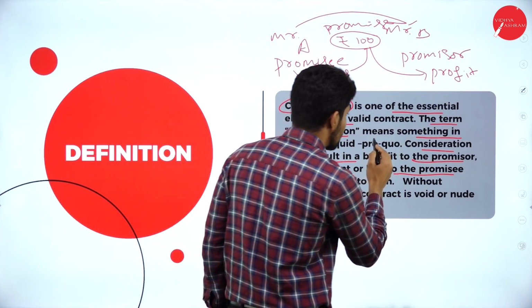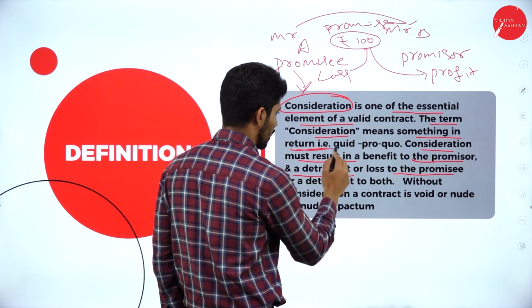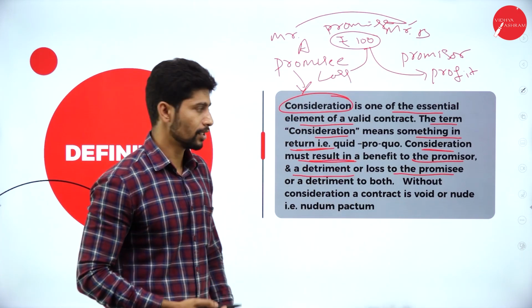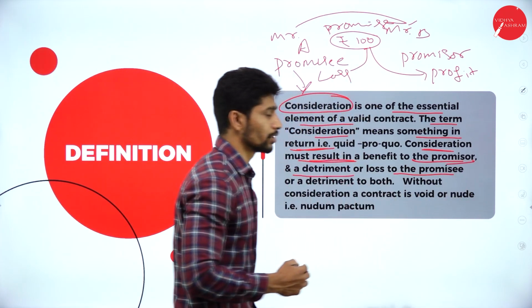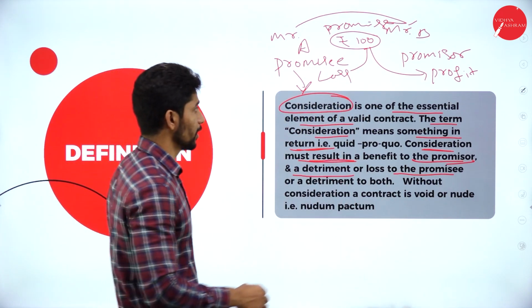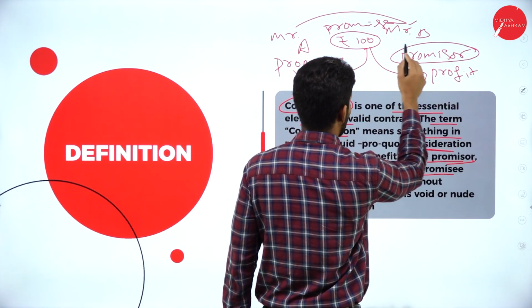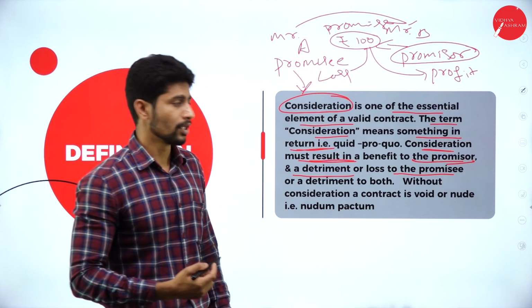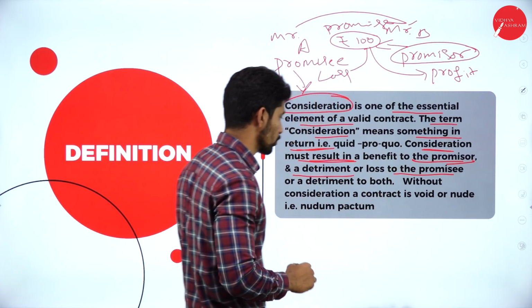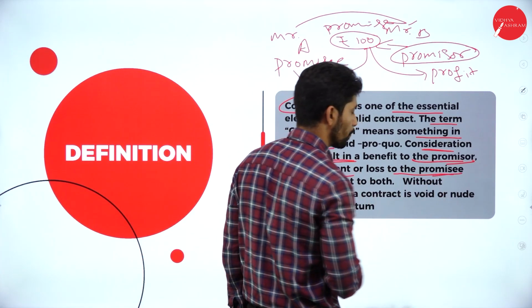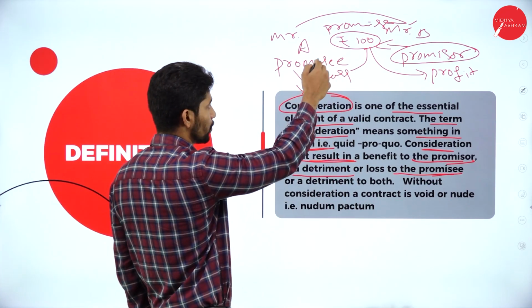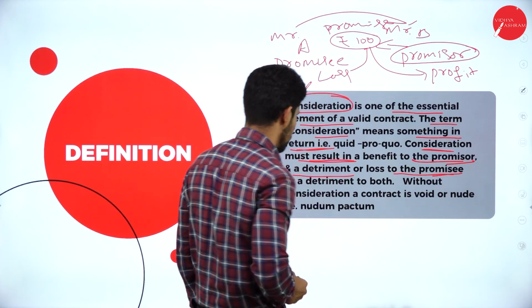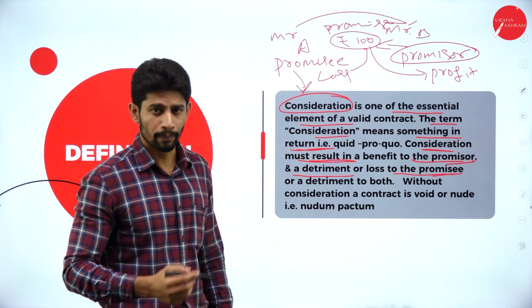Consideration means something in return, that is, consideration must result in a benefit to the promisor. Here the person receiving is receiving 100 rupees, and that is a benefit to him. So the consideration should benefit one party and be a loss to the other. It's a loss to Mr. A because Mr. A is giving 100 rupees from his pocket. So it's a loss to the promisee or a detriment to both.